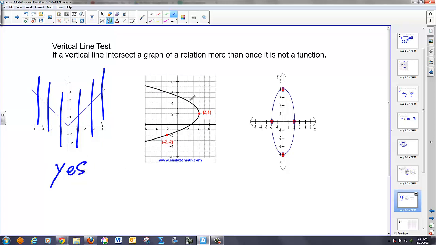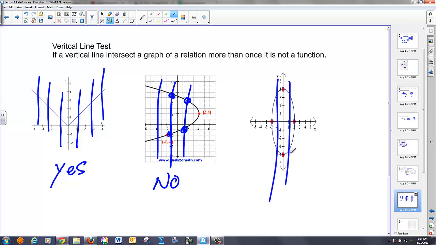If I draw a vertical line through any point in this graph, you'll notice each of these cross twice. So no, this is not a function. Likewise, draw a vertical line through here, and they also cross twice. So no, this is not a function. I think the vertical line test is the easiest way to tell if a relation is a function.